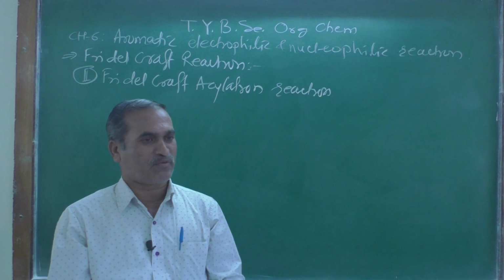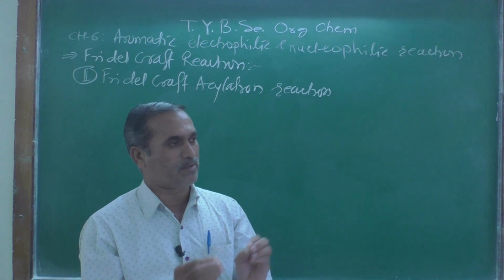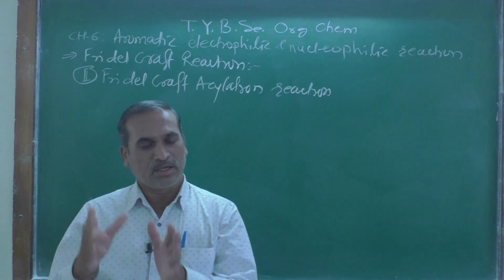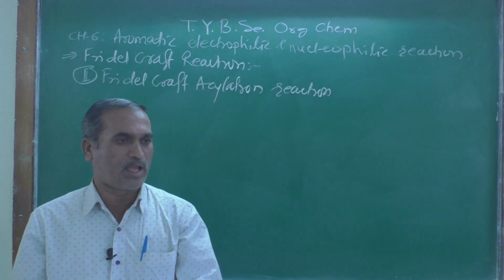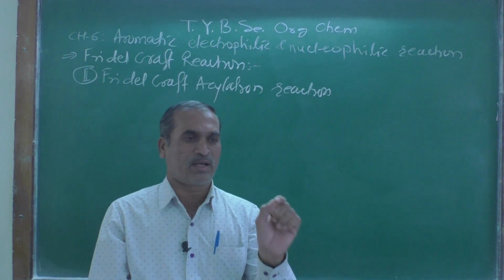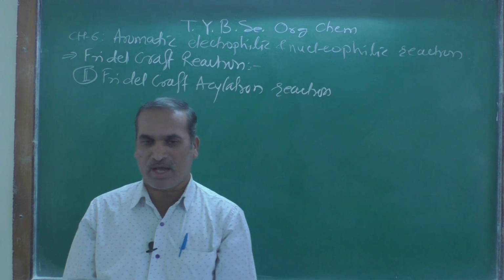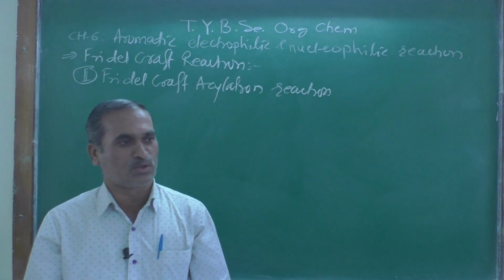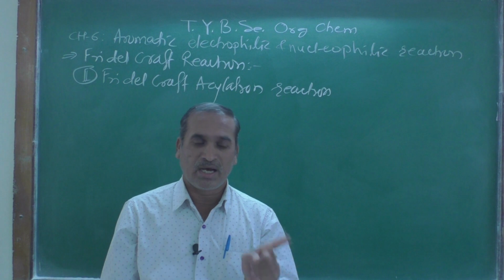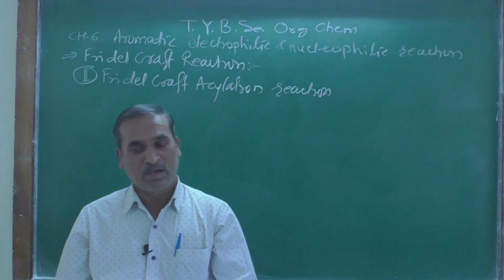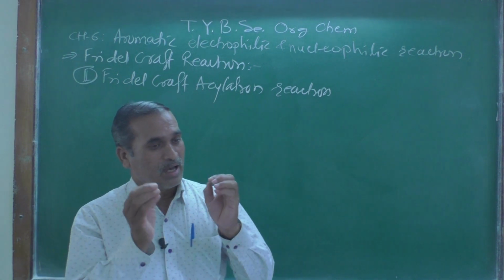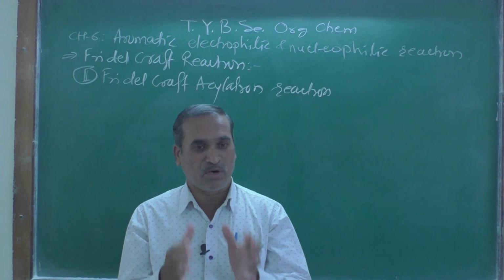As we know, the Friedel-Crafts reaction is divided into two types. One is called the Friedel-Crafts alkylation reaction and the other is known as the Friedel-Crafts acylation reaction. Friedel-Crafts alkylation reaction means what?